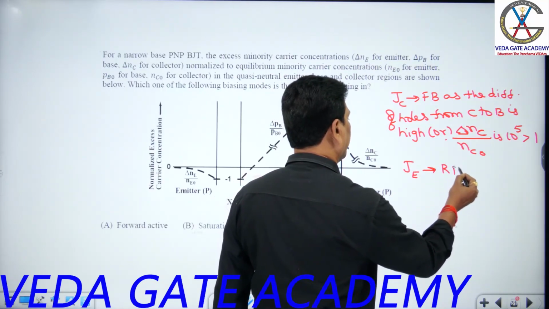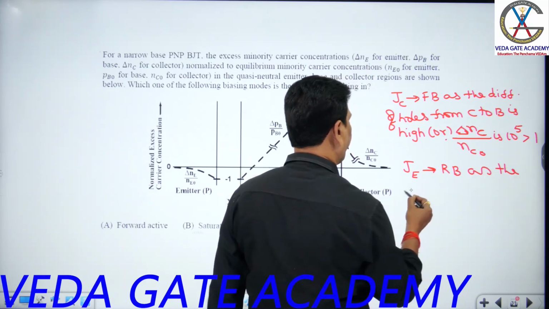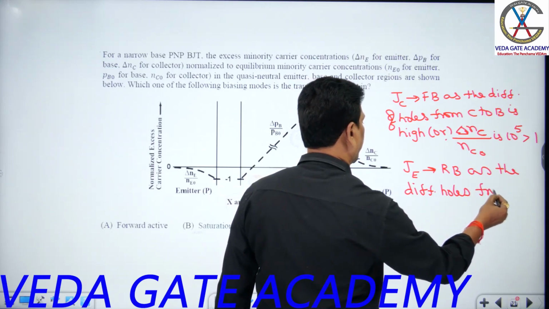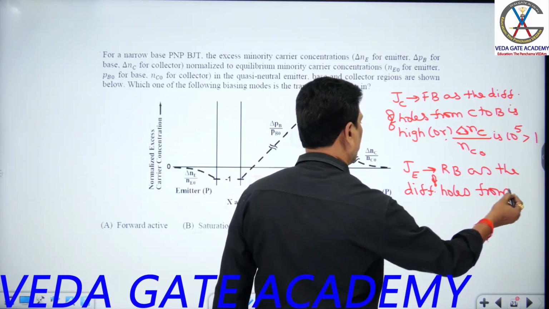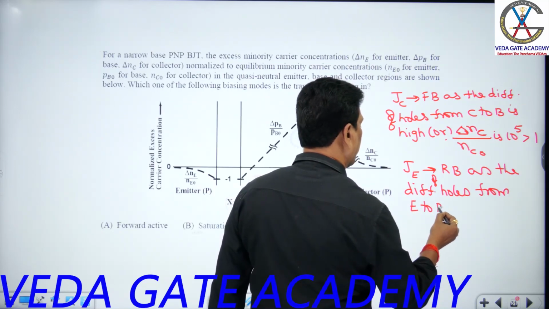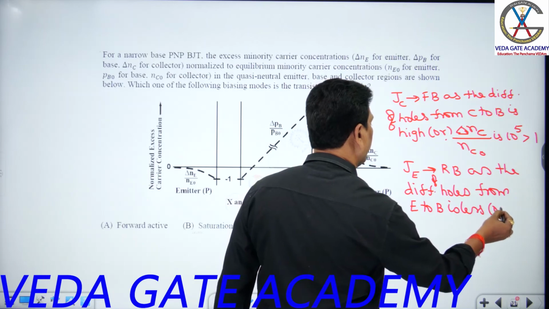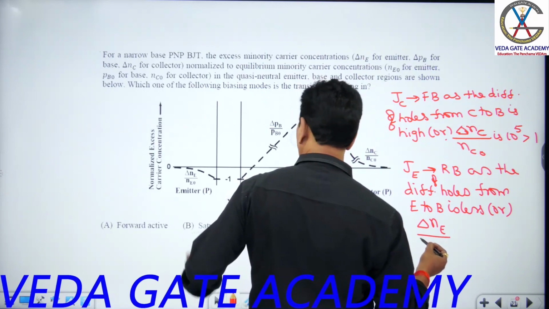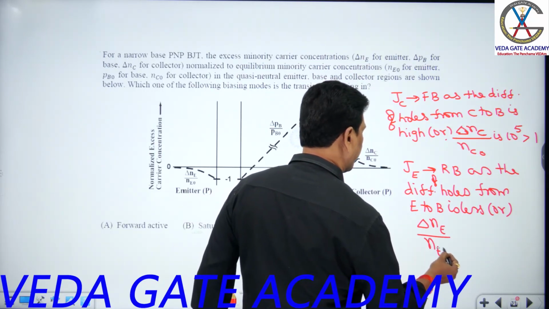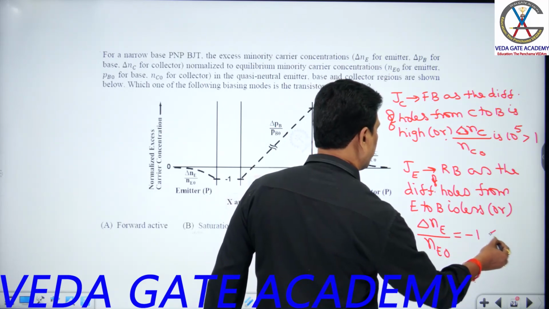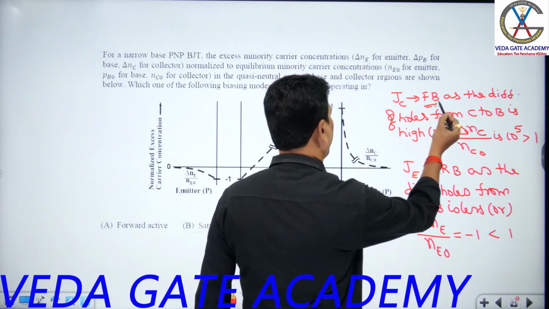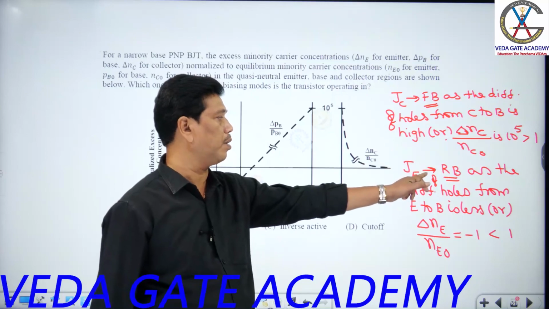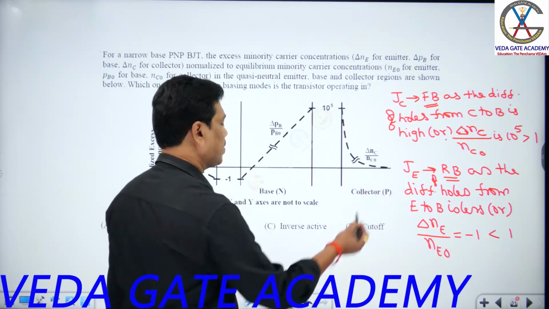JE is reverse biased as the diffusion of holes from emitter to base is less, or the ratio of excess carrier concentration delta Ne to the minority carrier concentration is negligible, less than 1. So now JC is forward biased, JE is reverse biased. Input junction reverse biased, output junction forward biased, so it is called reverse active.